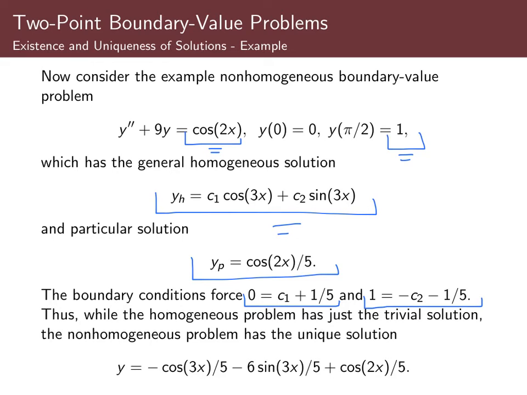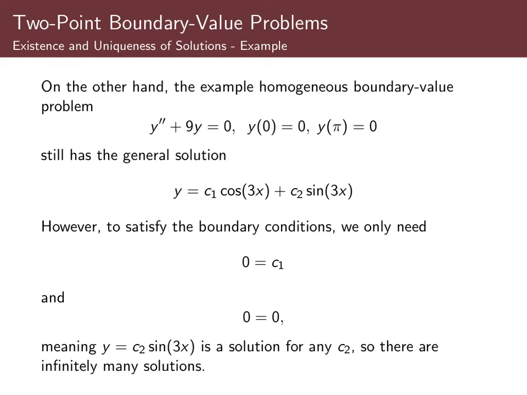And we can solve both of those. This means that c1 needs to be negative a fifth and c2 negative 6/5. What we'll have is a unique solution to this non-homogeneous problem: y equals minus cosine of 3x over 5 minus 6 sine of 3x over 5 plus the particular solution cosine of 2x over 5. So here we see what we saw in linear algebra, where the homogeneous problem had just the trivial solution and the non-homogeneous problem had a unique solution.